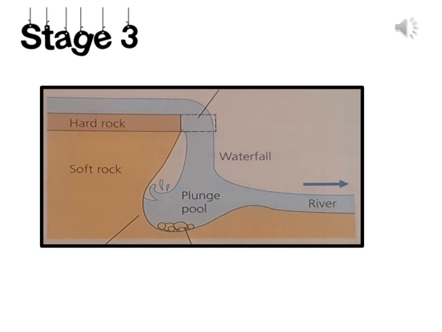By the end of stage 3, a gorge is starting to form, the steep-sided valley going upstream. As these processes repeat, the gorge retreats and grows larger. You have 1 minute to create a sketch of diagram 3.